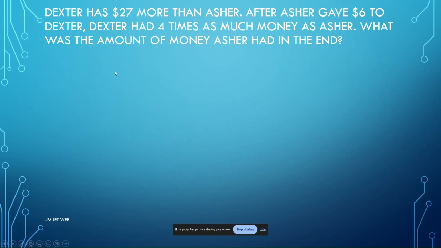Okay, let's look at the question first. Dexter, which is a person, has $27 more than Asher, another person. So after Asher gave $6 to Dexter, Dexter has four times as much money as Asher. So what was the amount of money Asher had in the end?